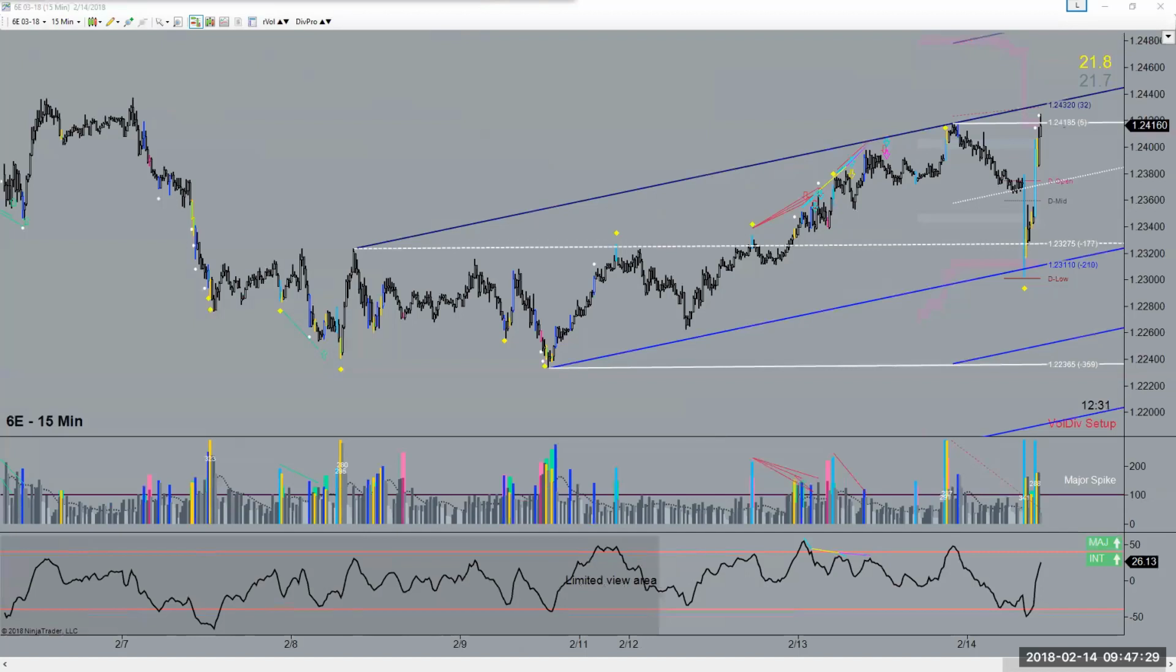I closed out 6E. I'm so frustrated with it. I closed out my charts. I'm not going to look at it for a while because we're obviously in the move of this fifth wave. It's going to be tough to get on it.